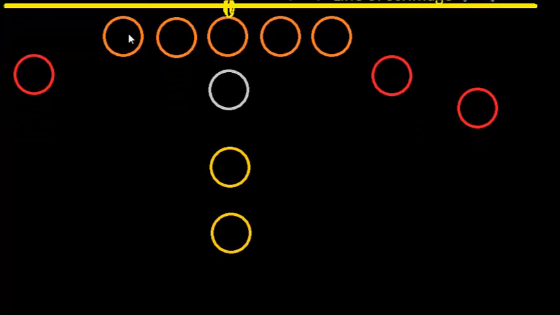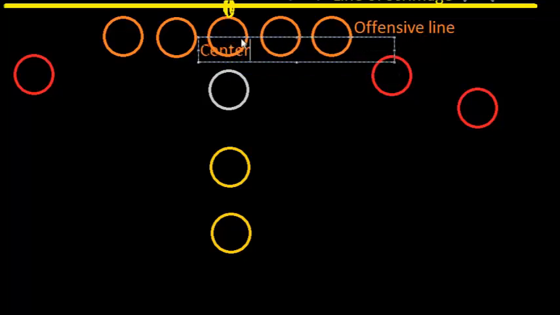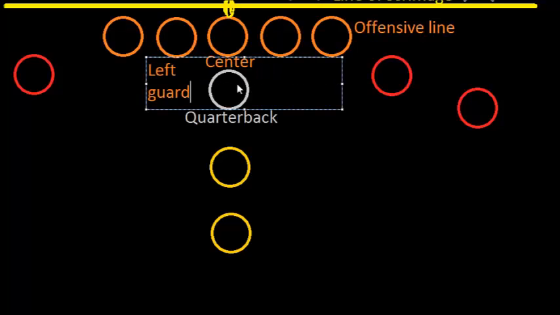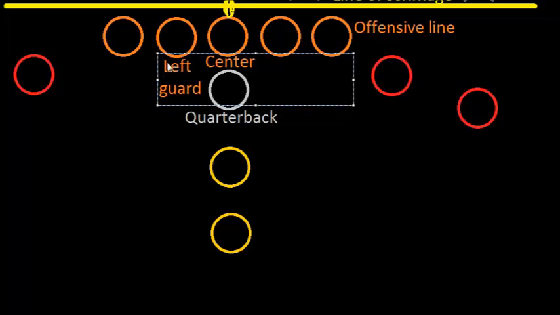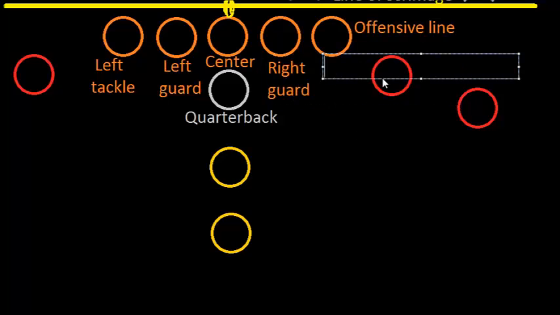Now these 5 orange guys are what you call the offensive line. In the middle you've got the guy who's called the center, and the center snaps the ball to the quarterback. To the left of the center we have what's called the left guard. Next to the guard we have the left tackle. On the right side it's the same thing. We have the right guard and the right tackle.